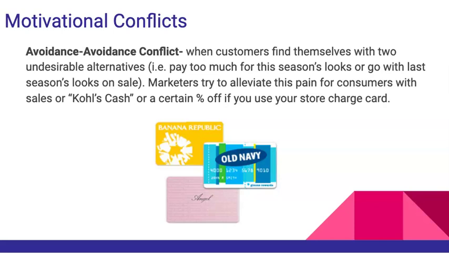And then there's avoidance types of conflict. This is when the consumer finds themselves with two undesirable alternatives. So either, for example, they could pay too much for this season's look or go with last season's look, which is currently on sale, or older styles that are on sale. So marketers try to alleviate this pain for consumers with different promotions.